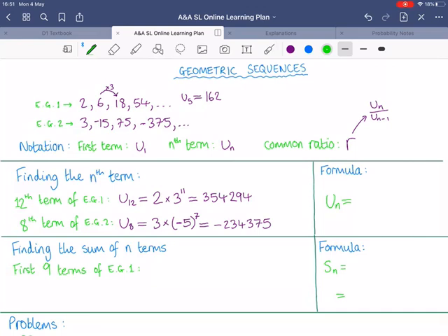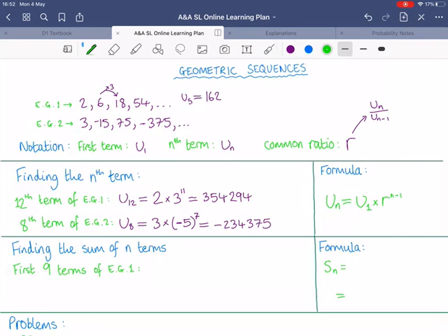Okay, but we should learn a formula for this, or be aware of a formula for this as well. What did I do in both of those examples to find Un? Well, I did the first term times r, and I multiplied it by r n minus 1 times. That was my formula for finding the nth term of a geometric sequence.